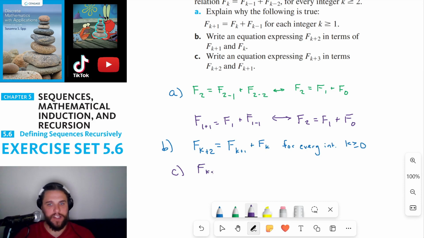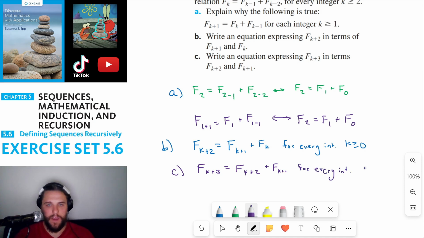And part C is more or less the same thing as part B. With part C, we could say f sub k plus 3 is the sum of the two previous terms, which in this case would be f sub k plus 2 plus f sub k plus 1. But if we want this to be the same recurrence relation, we have to adjust the universal quantifier just a little bit.